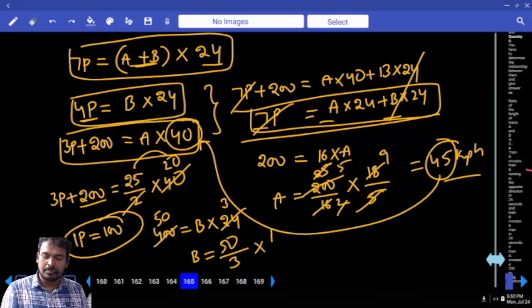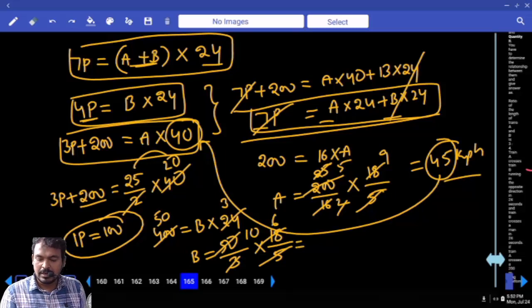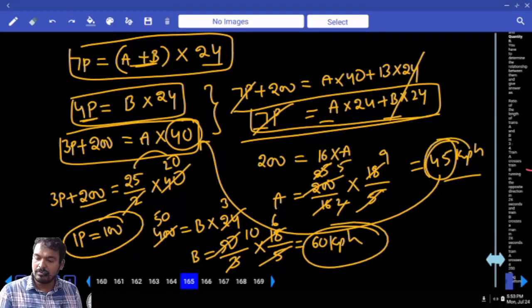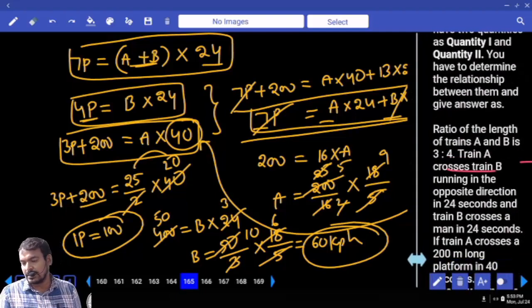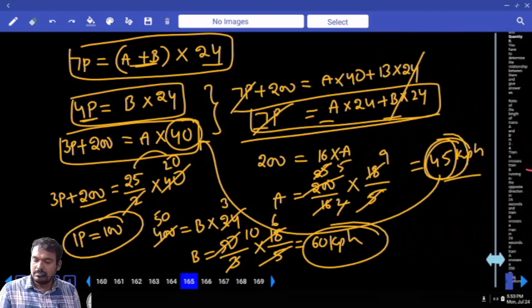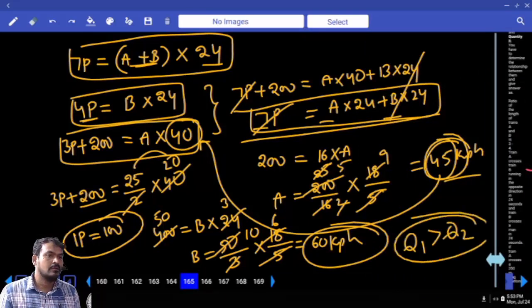Converted to kilometer per hour, 18 by 5. 5 how many times? 10. 3 almost 6 times. 10 into 6 is 60 kilometer per hour. B value is 60 kilometer per hour. A value is 45 kilometer per hour. Then the answer: Q1 is greater than Q2. Q1 means B value, Q2 means A value.